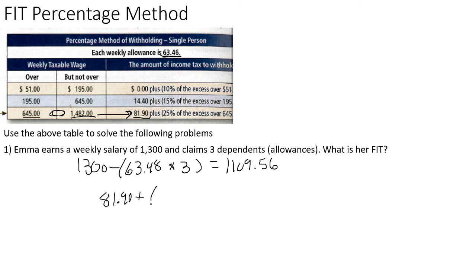So what that means is you're going to take her taxable income, 1109.56, and subtract 645. That excess over 645 is what gets subtracted out of this taxable income. And then you're going to multiply that by 0.25, because you're only going to take 25% of it. So the excess over simply means take your value and subtract this number before taking 25% of it and then adding it to the other number.